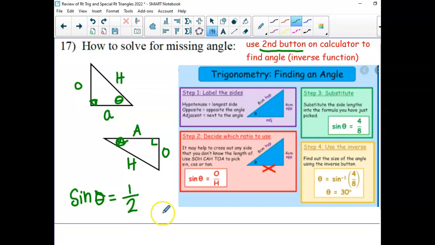What we're going to type on the calculator is the inverse sine of 1 over 2, and it's going to give us theta. Okay? So the sine of an angle equals a fraction or a ratio, and you don't have to reduce, it's fine. And then you would type second sine to undo that ratio and find the angle.